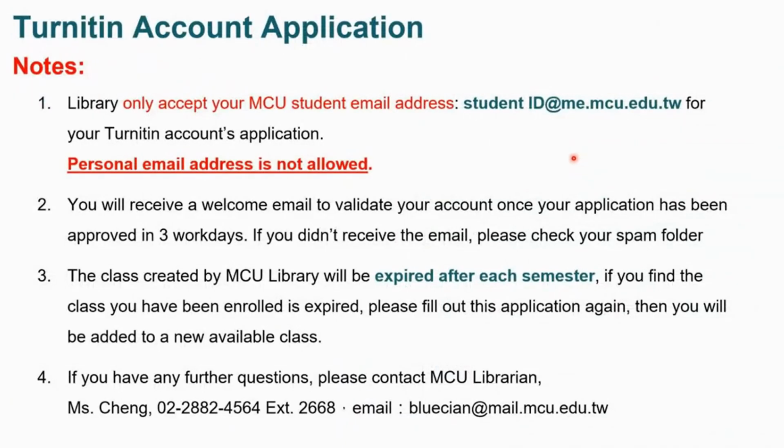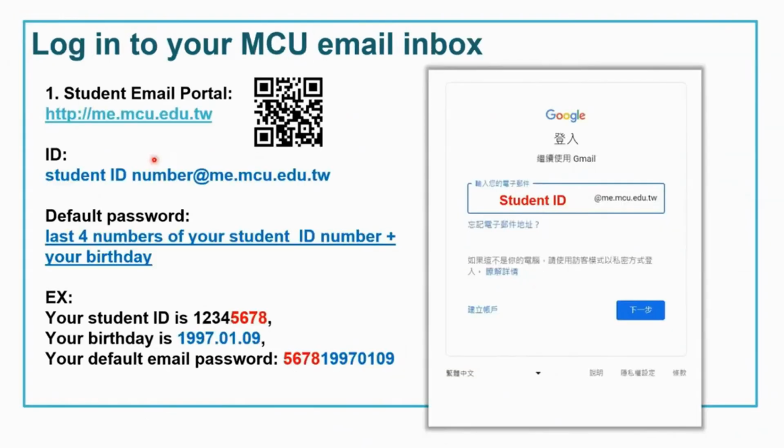When you fill in the application form, please note that the library only accepts MCU student email, which is your student ID at me.mcu.edu.tw, for your Turnitin account application. Personal email like Gmail, Hotmail, or Yahoo Mail is not allowed. And the classes created by the library will expire after each semester. So if you want to continue using the system and checking similarity, please fill out the application form again in the next semester. Then you will be added into a new available class.